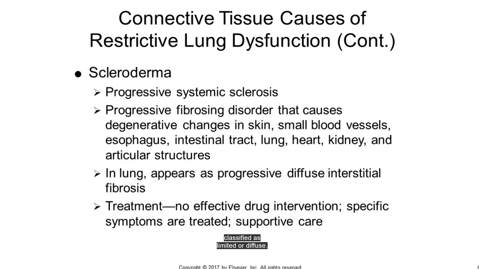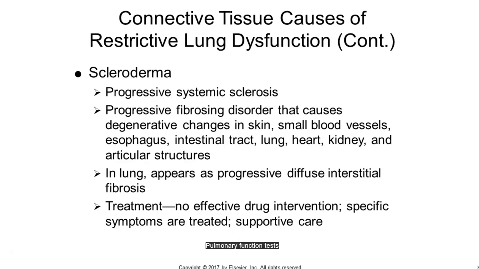Scleroderma is often classified as limited or diffuse. Limited cutaneous systemic scleroderma is also called CREST syndrome and has a close relationship with pulmonary hypertension. CREST stands for calcinosis, Raynaud phenomenon, esophageal dysmotility, sclerodactyly, which is hardened fingers, and telangiectasia, which are dilated small blood vessels. Diffuse scleroderma has more widespread and rapid skin thickening. Both show a high incidence of interstitial pulmonary fibrosis.